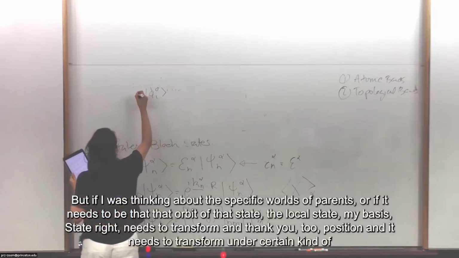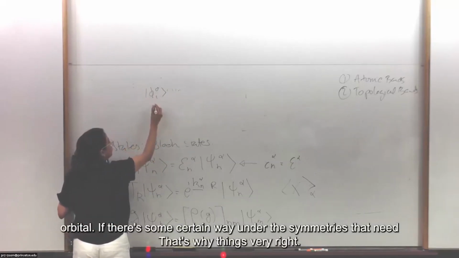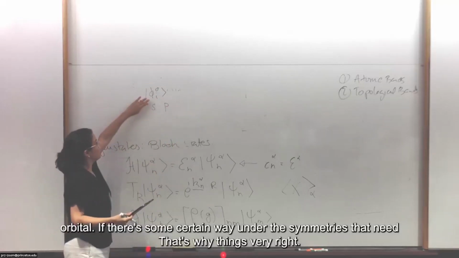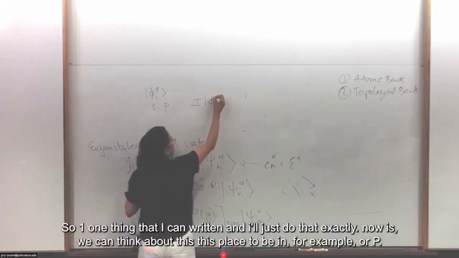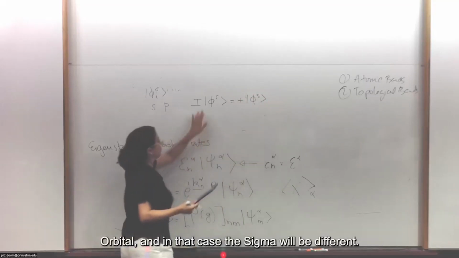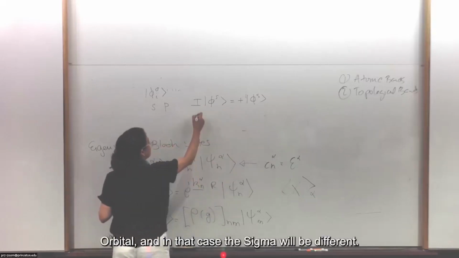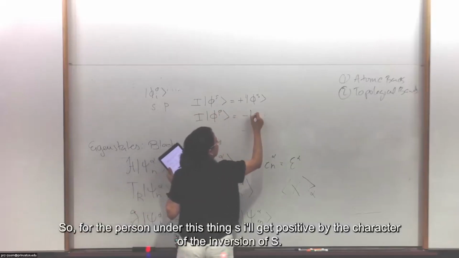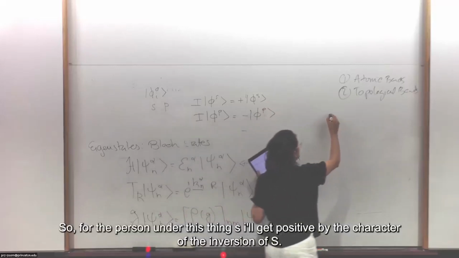So one thing that I can imagine, and I'll just do that exactly now, is you can think about these states to be in, for example, an s orbital or a p orbital, and in that case, the sigma will be different. So for example, under inversion, for this state S, I'll get positive, right? The character of the inversion of an S orbital is +1. It's even under inversion symmetry. And the p orbital will be odd under inversion symmetry.